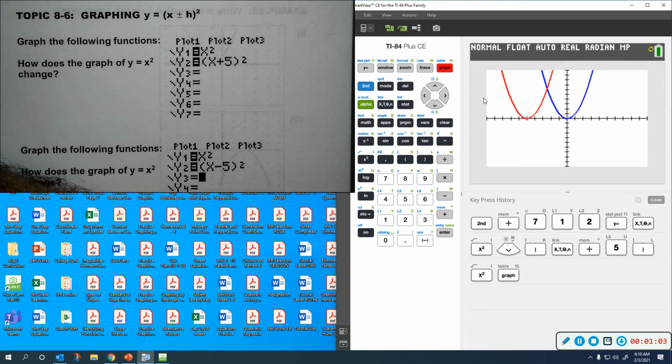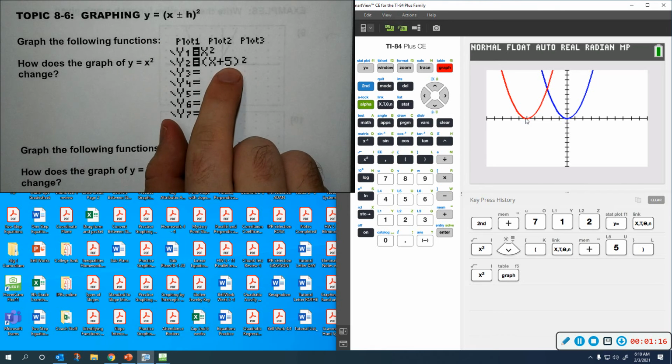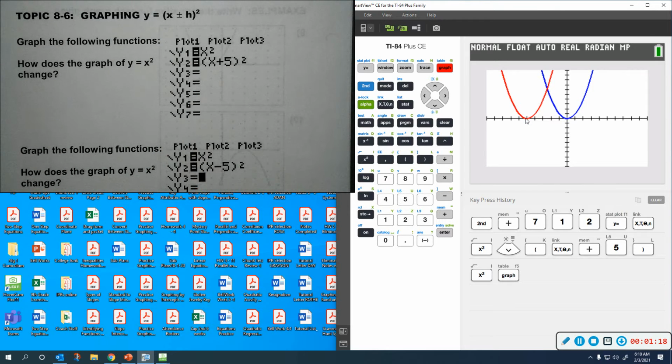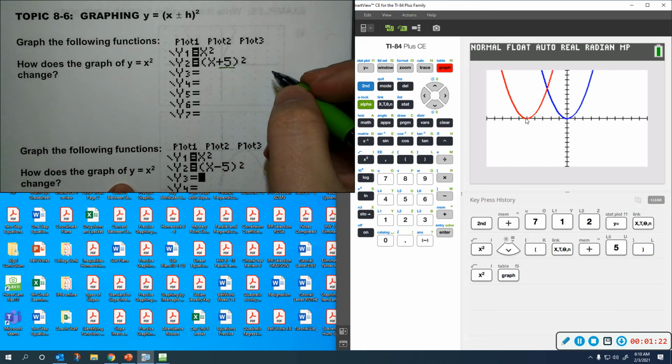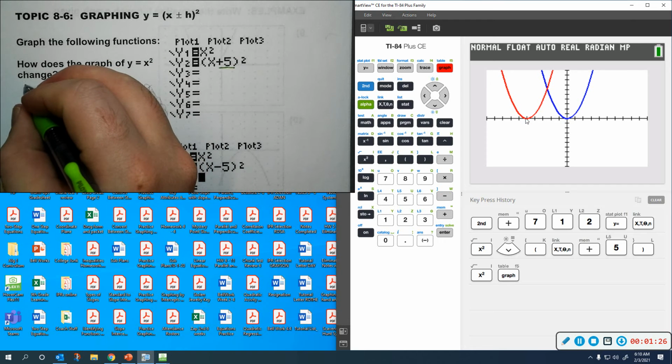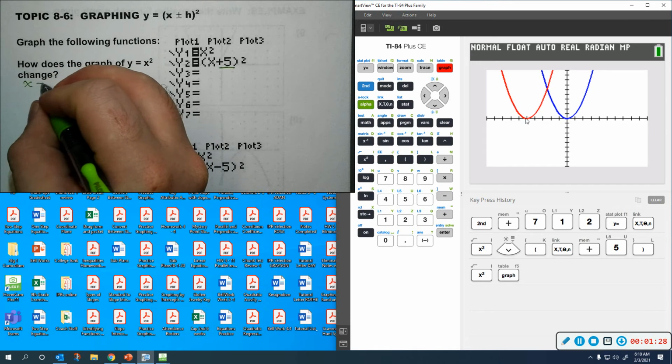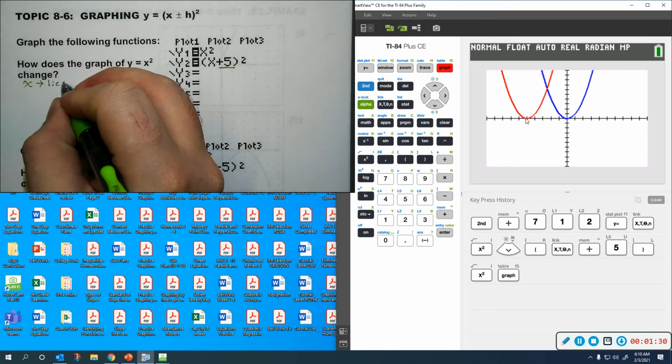So, our blue line is the first one, and then our red line is the second one. As you can see, it's moved to the left. How many spaces did it go? 1, 2, 3, 4, 5. Just like in here, where it says plus 5. Now, we remember when we're adjusting x, x lies. So, just remember this, x lies.